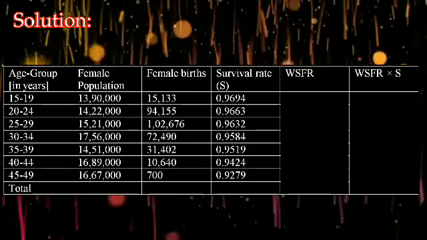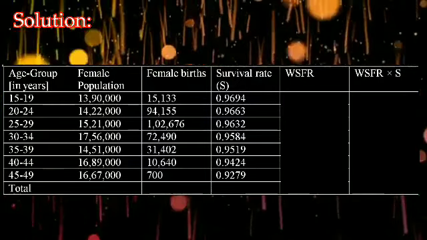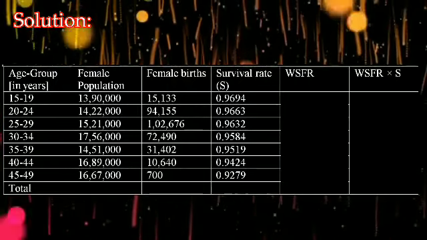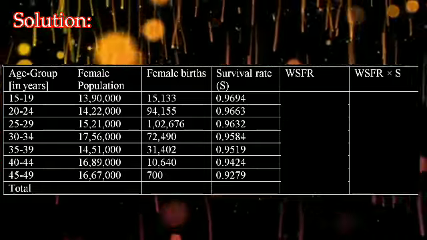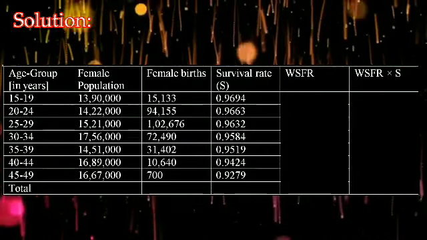Now, since we are finding the WSFR value, write the WSFR formula. WSFR equal to female birth divided by female population, which is multiplied by 1000. After that, compute all the WSFR values in the table.